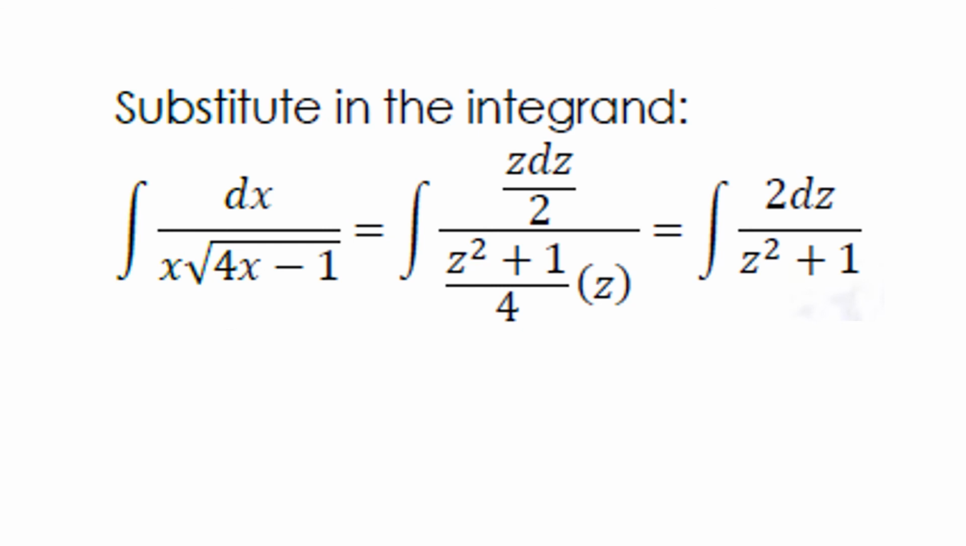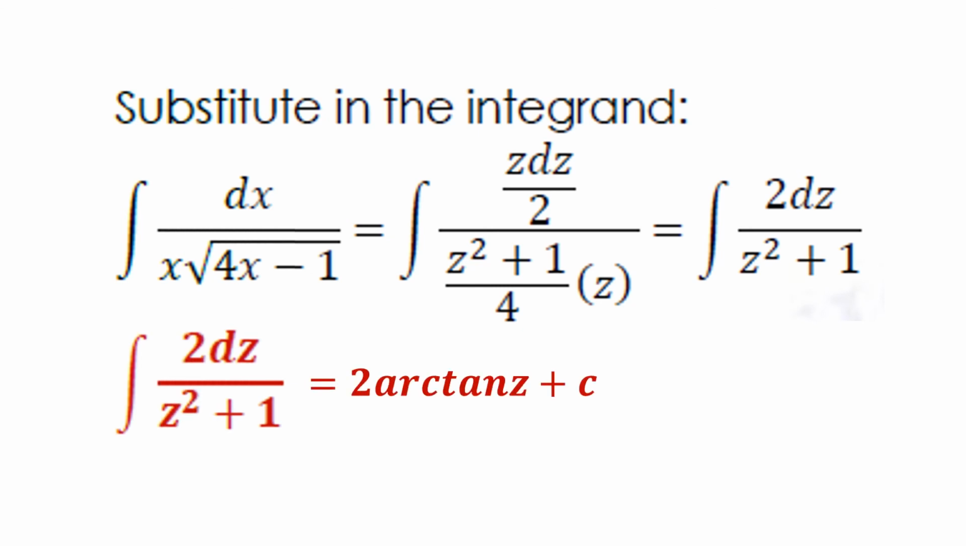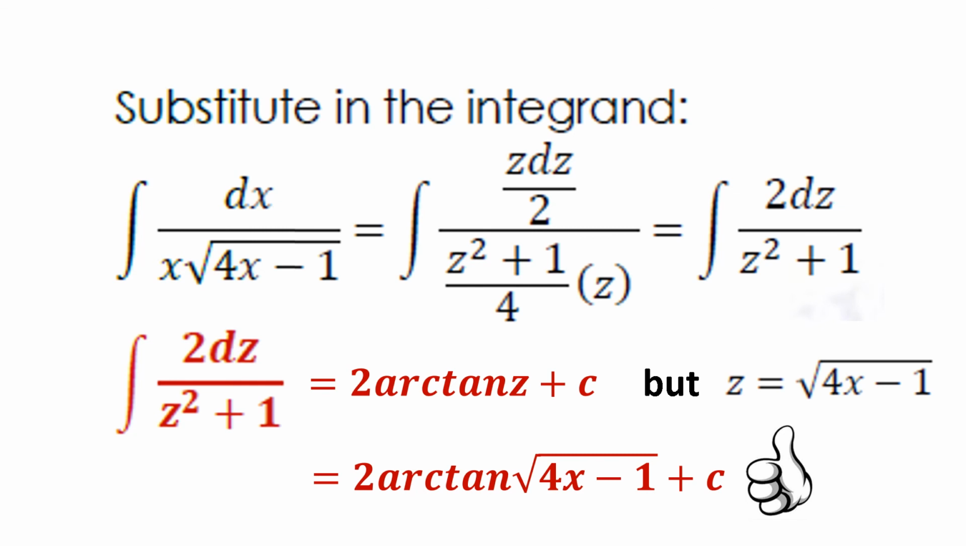This could be integrated by using the formula of integrating inverse trigo functions. We can get an answer of 2 arctangent of z plus c. Take note that z was actually equivalent to the square root of 4x minus 1. So if we substitute the value of z in terms of x, our final answer is 2 times the arctangent of the square root of 4x minus 1 plus the arbitrary constant c.